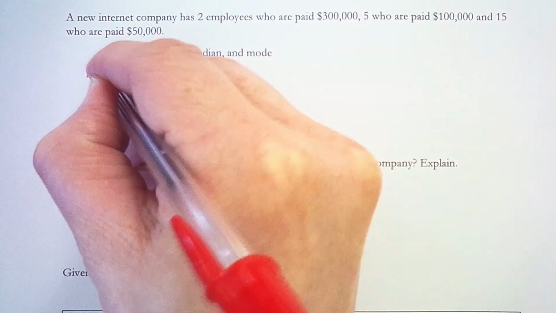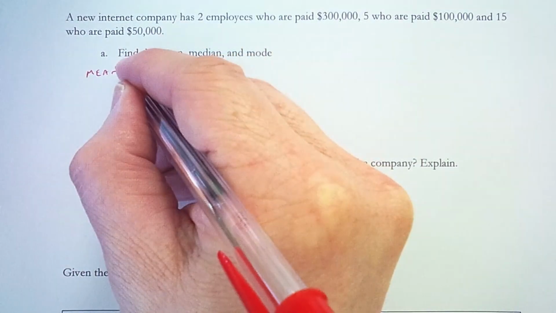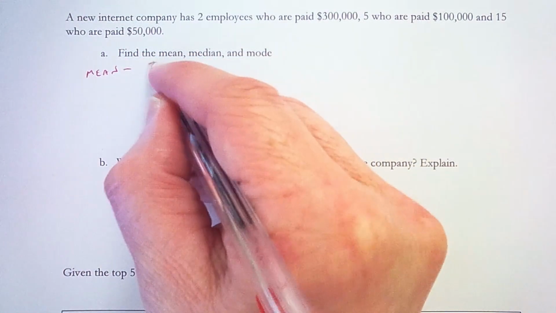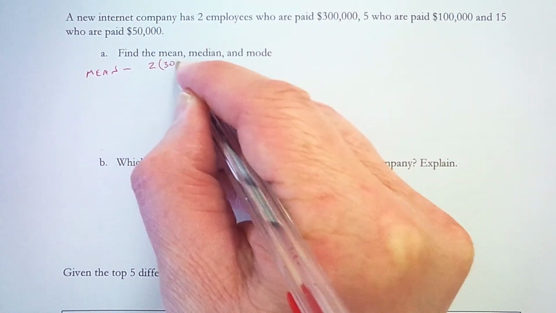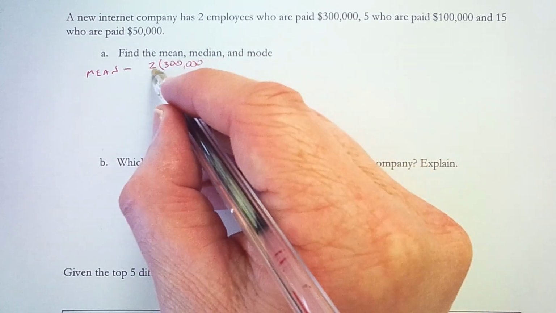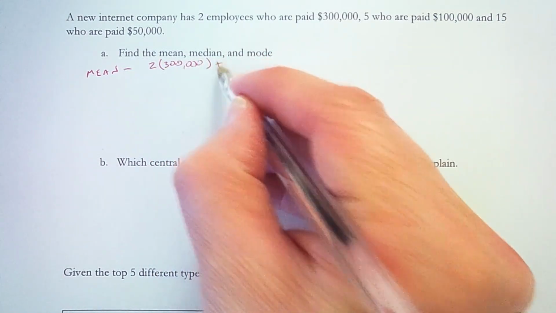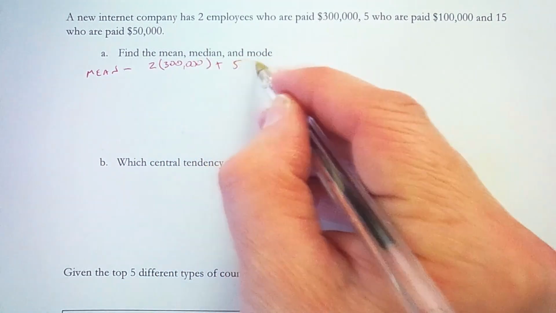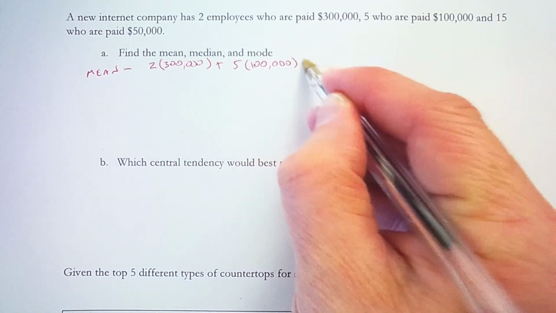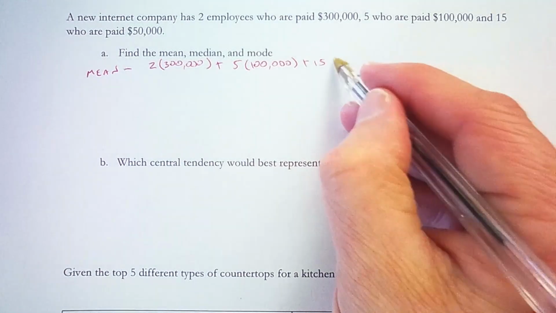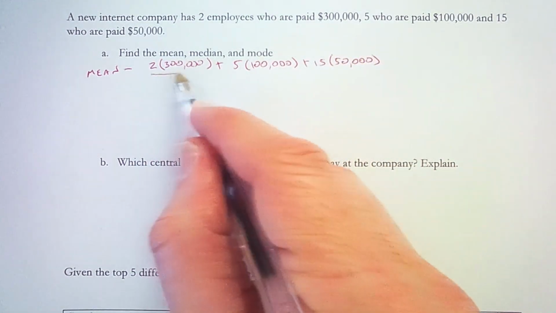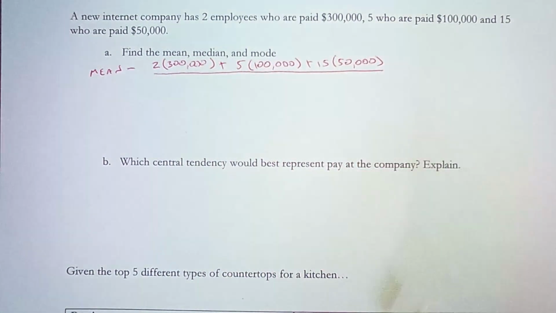So for the mean, we need the sum of all the numbers. There are 2 people who make $300,000. We're going to take a little shortcut here. Instead of writing 300,000 plus 300,000, we're going to do 2 of those plus 5 employees making $100,000 plus 15 employees who are making $50,000, divided by the total number of employees.